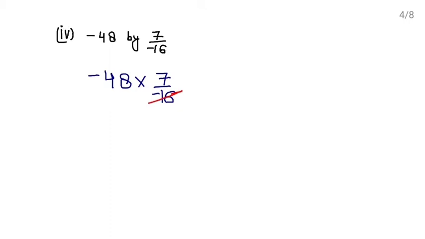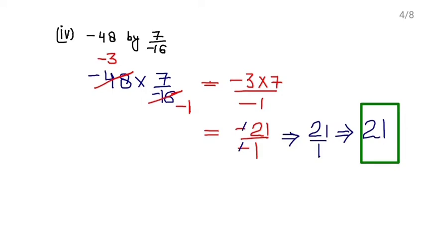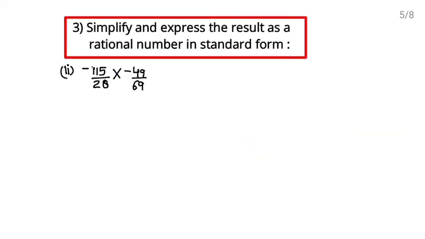Next question, multiply minus 48 by 7 upon minus 16. This 16, the denominator, and this numerator 48 both are divisible by 16. So cut them. 16 ones are 16 with a minus sign. 16 threes are 48, right. So you are getting in the numerator minus 3 multiply 7, and in the denominator minus 1. Multiply the numerator. 3 sevens are 21 with a minus sign, upon minus 1. Minus and minus cancel out. So this is 21 upon 1, and you can also write it as 21. This is your answer.